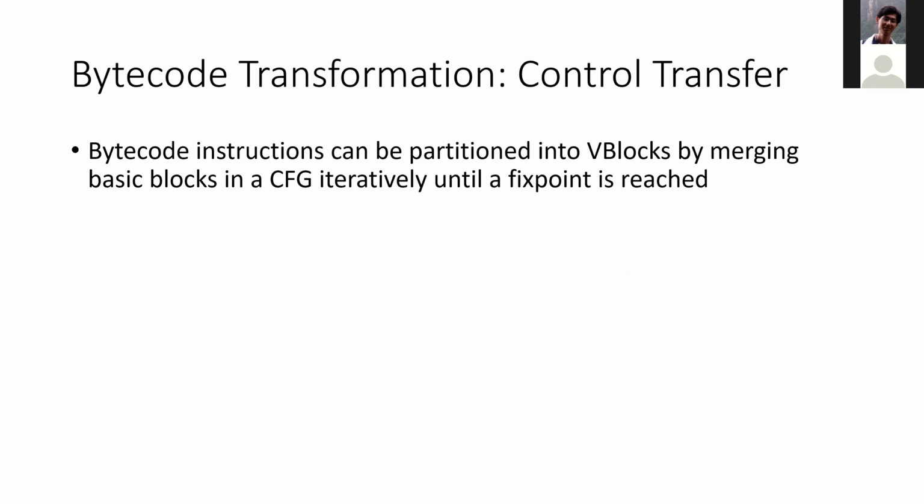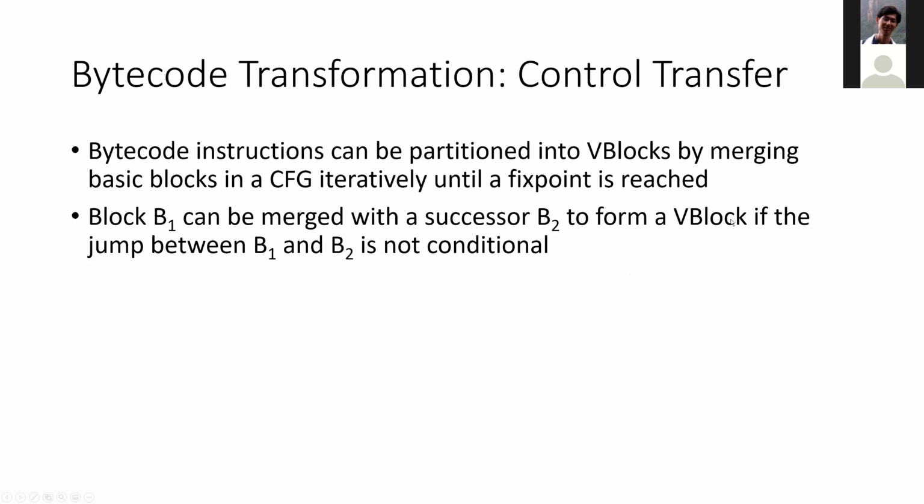Yep. So how they construct the V blocks: basically they merge basic blocks in a CFG iteratively until a fixed point is reached. A block B1 can be merged with a block B2 to form a V block if the jump between B1 and B2 is not conditional.